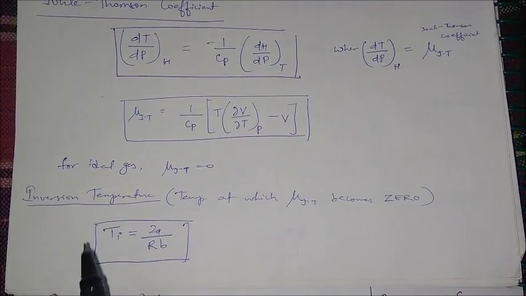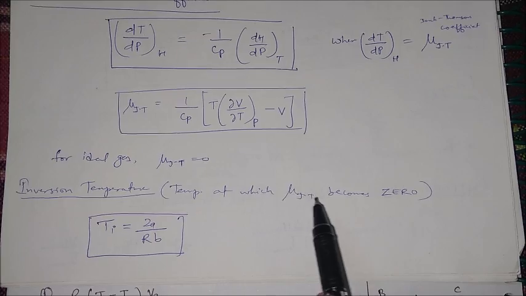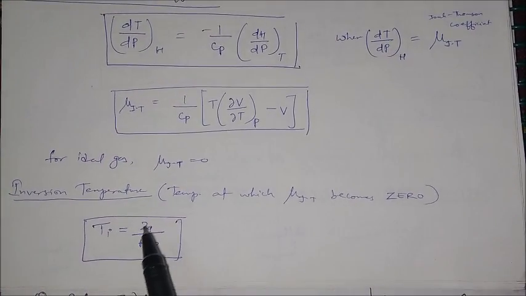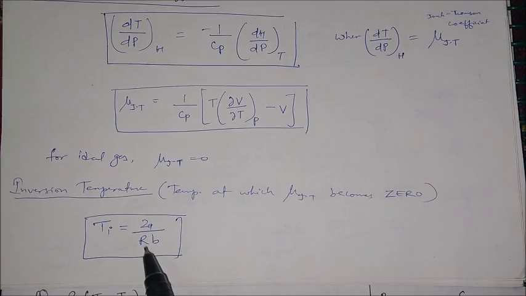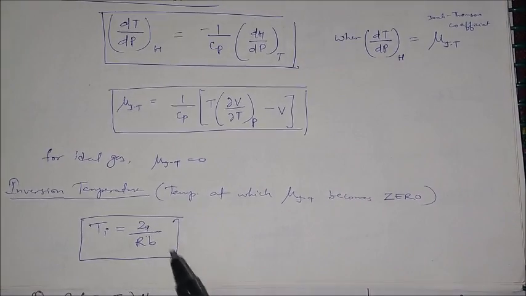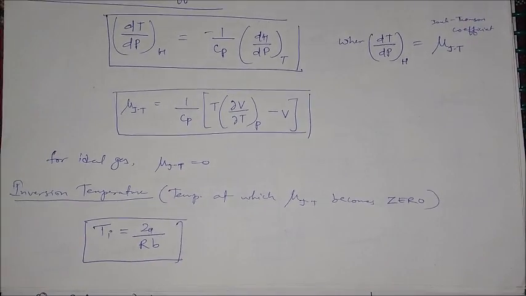Now next is the inversion temperature. The temperature at which mu JT, the Joule-Thomson coefficient, becomes 0. That temperature is Ti is equal to 2A upon RB, where A and B are constants used in the real gas equation, and R is the gas constant. So this is the inversion temperature.